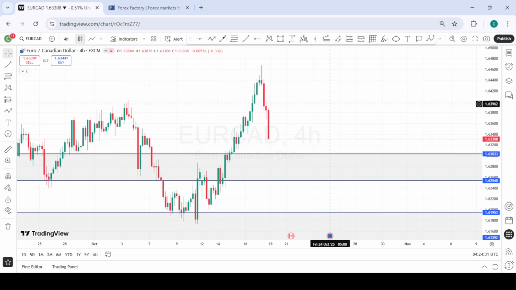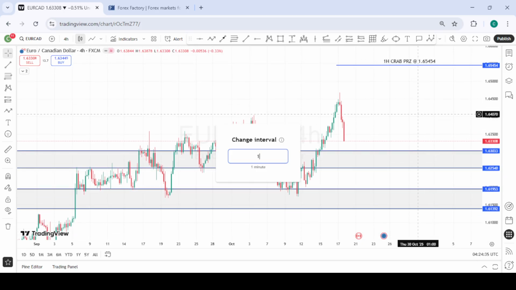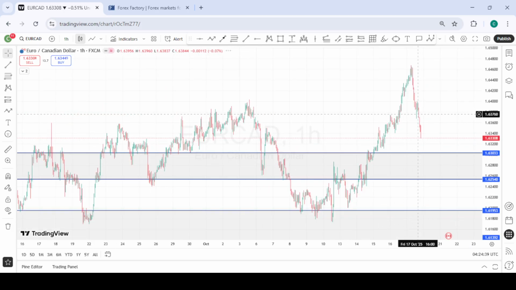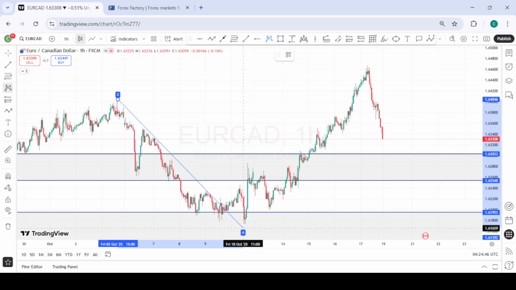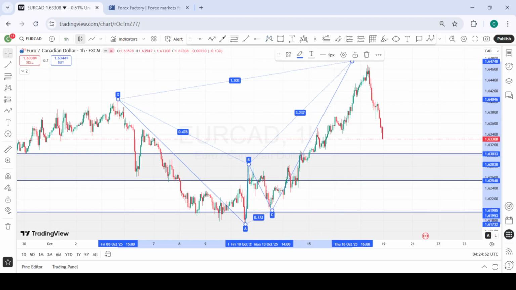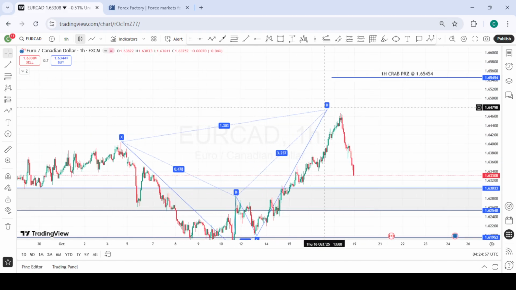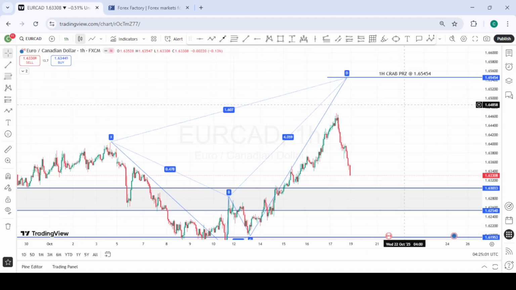We have here EURAUD, and on EURAUD, if we drop down to the 1 hour time frame, we have this harmonic pattern developing, which is a possible crab pattern. So this is our X, this is our A, this is our B, this is our C, and our D is where we are expecting the price to hit to complete this crab pattern. So we are looking forward to this crab pattern.